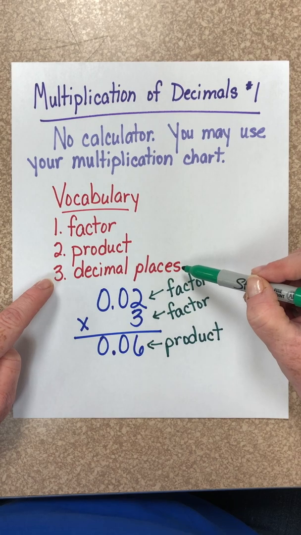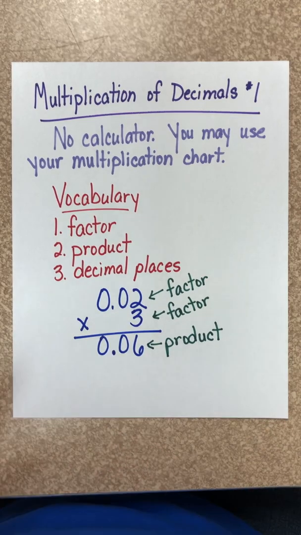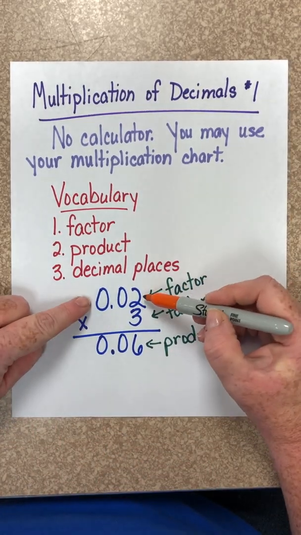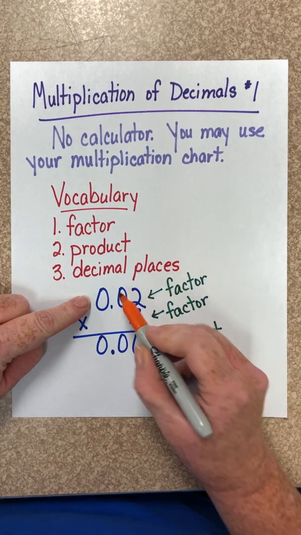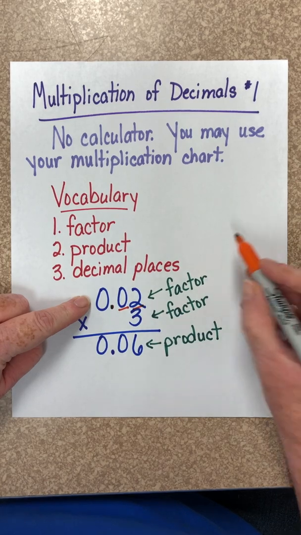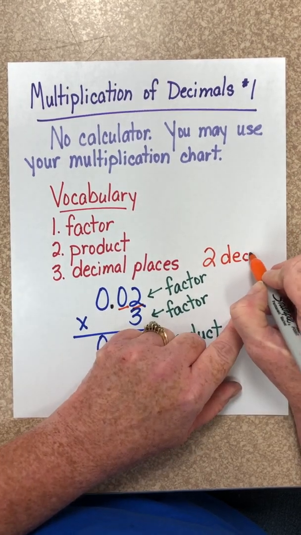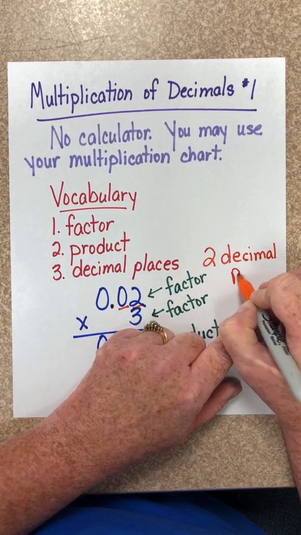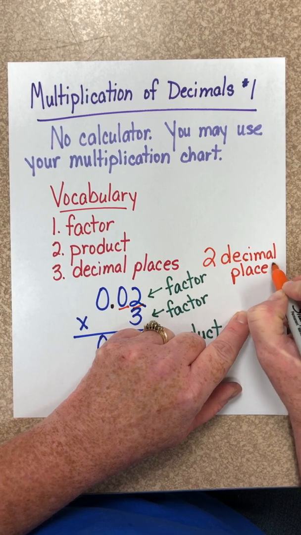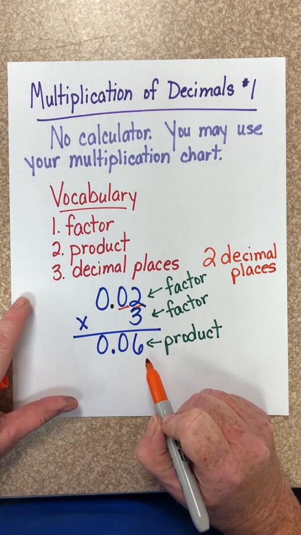Now let's look at decimal places. Decimal places refer to the digits past the decimal point. So in this example, we look at the first number, 0.02. Here's the decimal point. We have 1, 2 decimal places. So I'm just going to write this over here. We have 2 decimal places. And that means in the answer, we're going to have 2 decimal places.